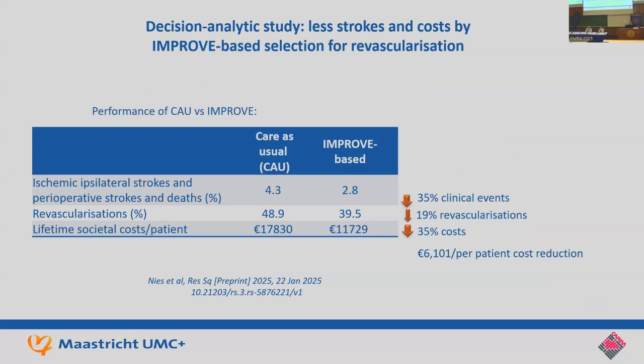We tested the combined endpoint: ischemic ipsilateral stroke and perioperative strokes and deaths. And we found that there was a reduction in the IMPROVE-based arm of 35% of this clinical endpoint. In addition, the number of revascularizations could be reduced by 90%. And also there was a cost reduction of more than 6,000 euro per patient.